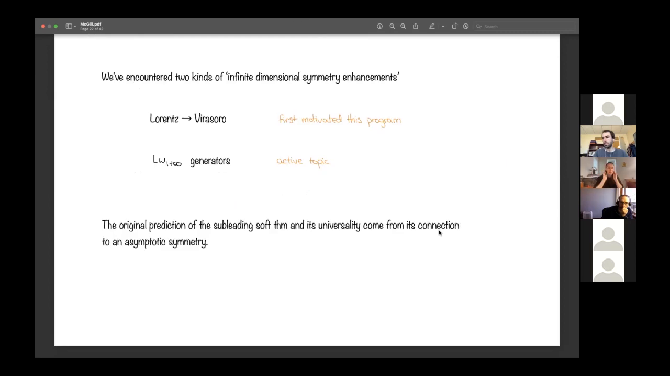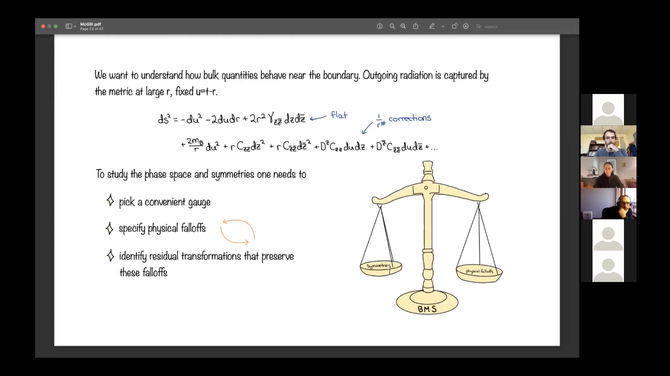Okay, so hopefully that's fine. Now we've encountered two kinds of infinite dimensional symmetry enhancements. The ones where Laurent goes to Virasoro, which first motivated this program. And then we've talked a bit about these L infinity, W infinity generators, which is an active topic. The original prediction of the subleading soft theorem and its universality came from connecting these guys to asymptotic symmetries. What we're debating right now is whether we can do the same thing for these guys, or basically understanding the bulk picture of what these guys are doing, or why we would expect anything like this W infinity to persist beyond, say, self-dual gravity, where we do understand the origin of the W infinity coming from twistor space and Plebanski, I guess, or whoever, and some of this other stuff.